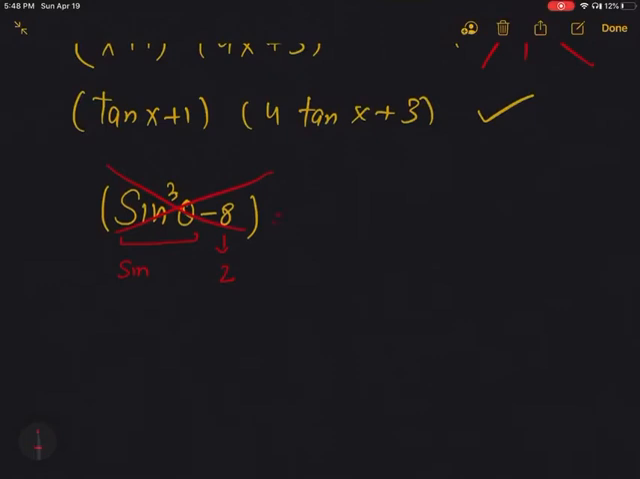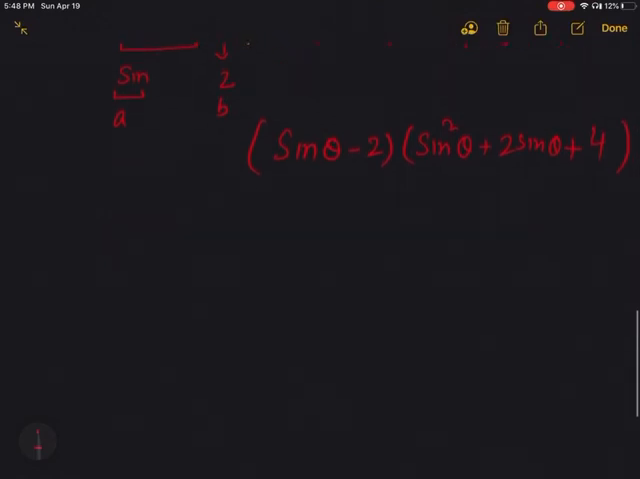Let me write that down. It's a minus b, then a squared and b squared, then ab and opposite sign here. Here you go. A is just sine, B is 2. So my first factor would be, don't forget to put theta. I always forget, but you don't, please. Sine theta minus 2. Second factor: A squared, which is sine squared, and B squared, which is 4. AB would be 2 sine theta, and opposite sign, which is plus. Here you go. I'm done factoring. That's all for this one.